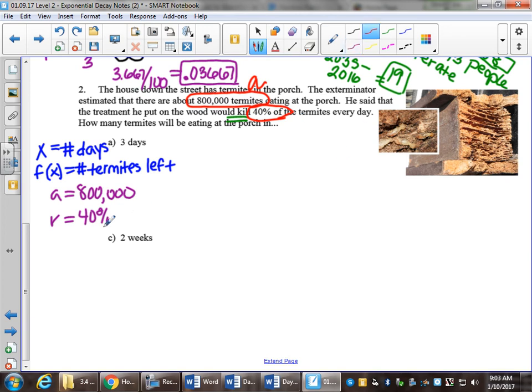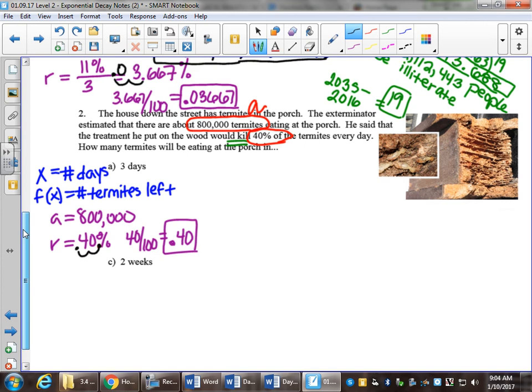As a decimal, make a decision. Decide. If you're going to move your decimal point, recognize that the decimal is right there. So moving it twice makes that 0.40, or do 40 divided by 100 and you still get 0.40. I've got A, I've got R. What comes next? What do I do next? Got to set up the model.